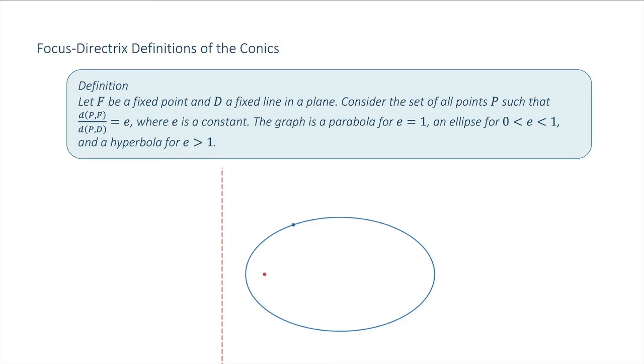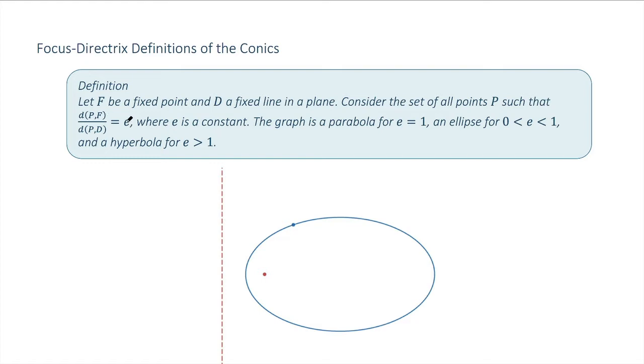We've seen the conic sections defined using a focus or multiple foci and a directrix for a parabola. And we can actually define all the conics using a focus and a directrix. Here's the definition. We're going to let F, the focus, be a fixed point, and D, a fixed line in a plane. The set of all points such that the distance from the point to the focus divided by the distance from the point to the directrix equals some constant number will define a conic.